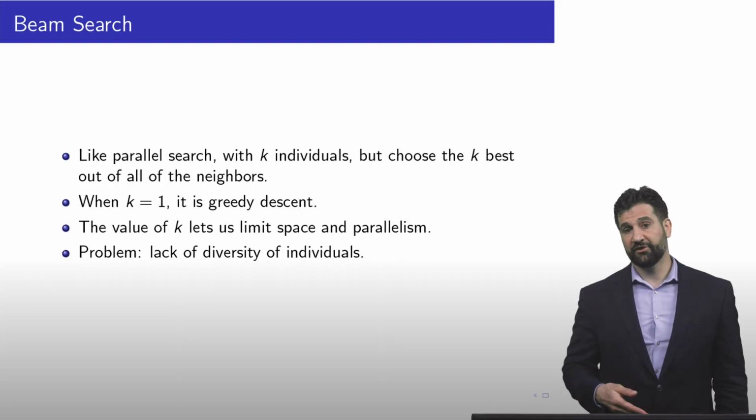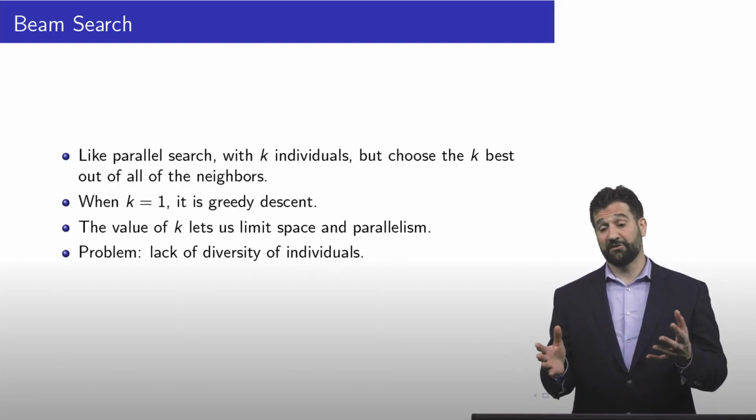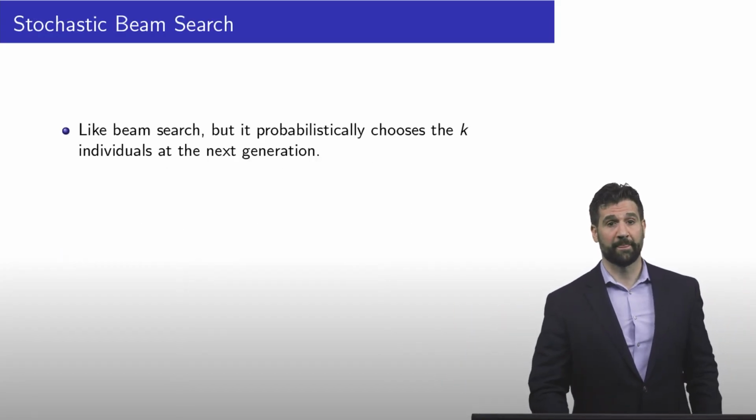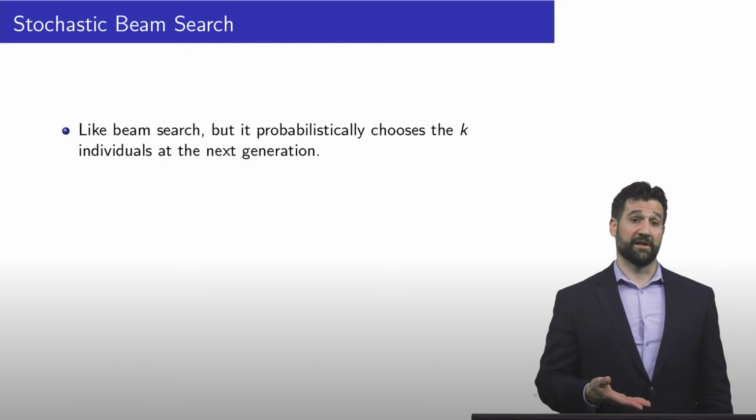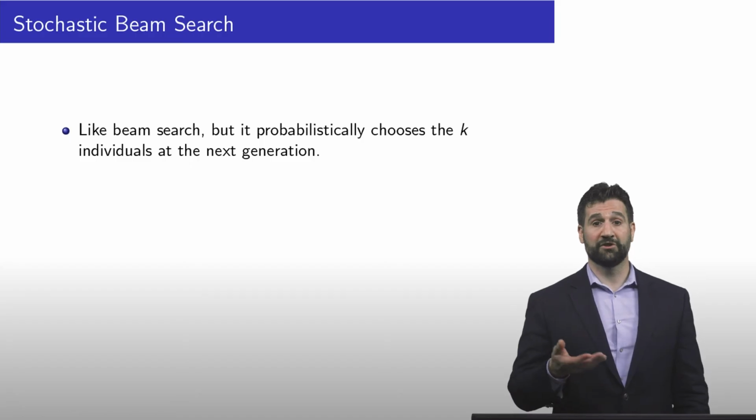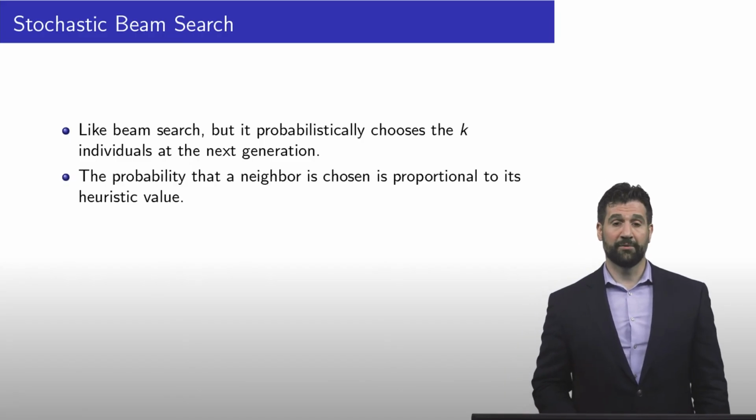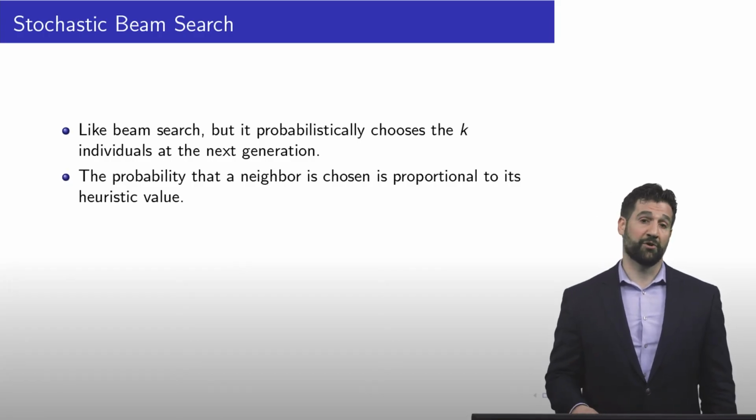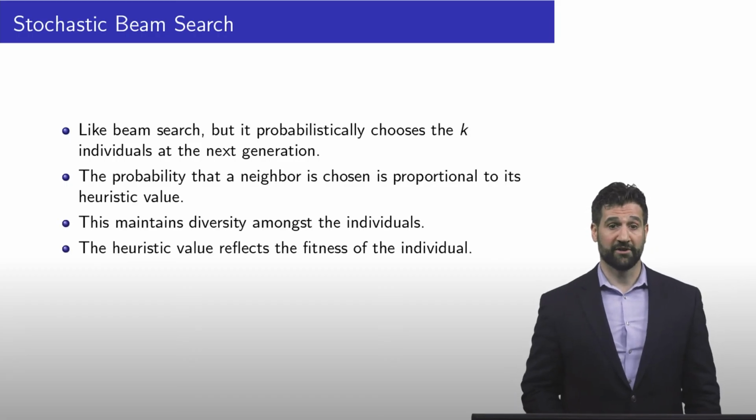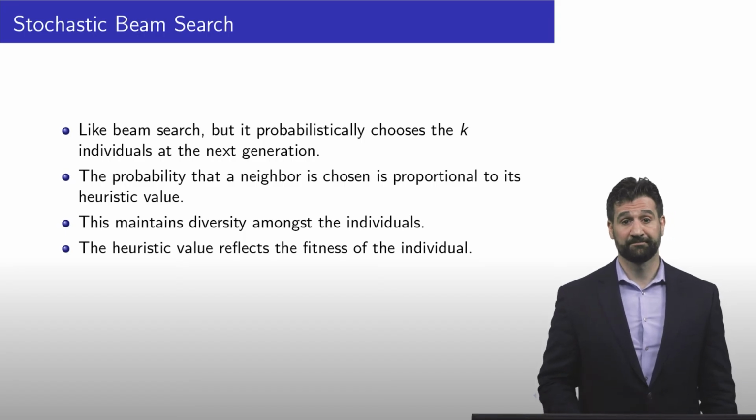Now, one issue this leads to is a lack of diversity, because you are essentially doing a big parallel greedy search. So how can we overcome that? Well, the idea is to make it stochastic, of course. So it's like beam search, but it's going to probabilistically choose the k individuals in the next generation. And the probability that a neighbor is chosen is proportional to its heuristic value, in kind of the same way we talked about with simulated annealing. And so now this gives us a stronger amount of diversity.